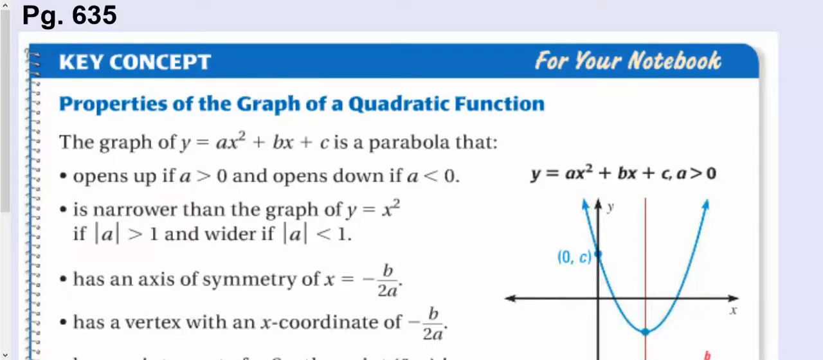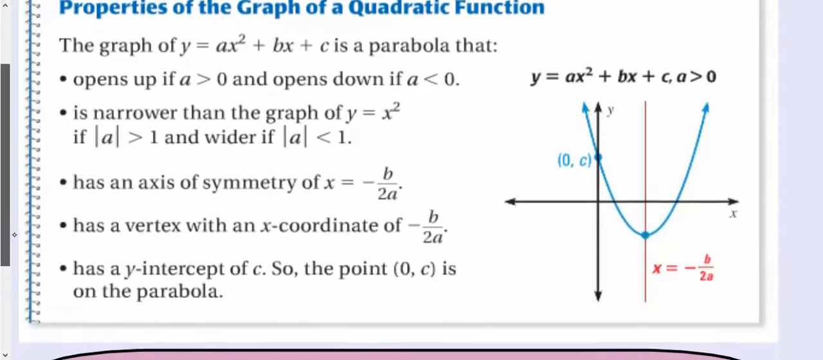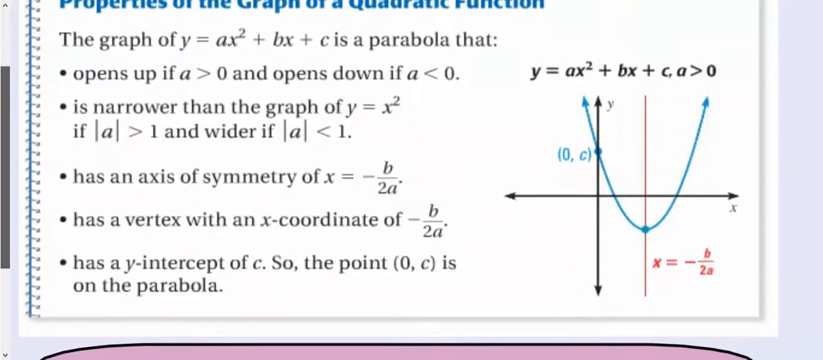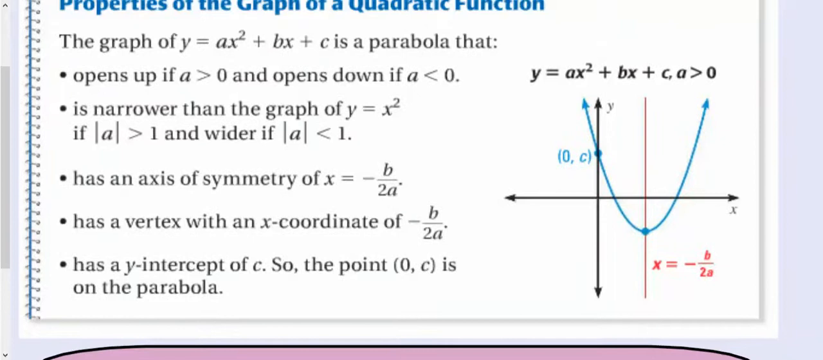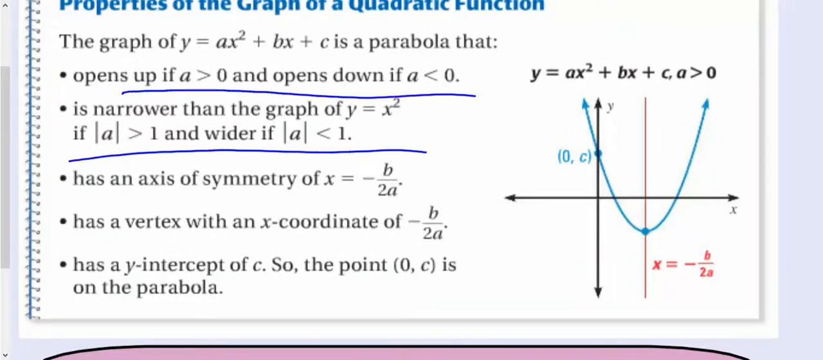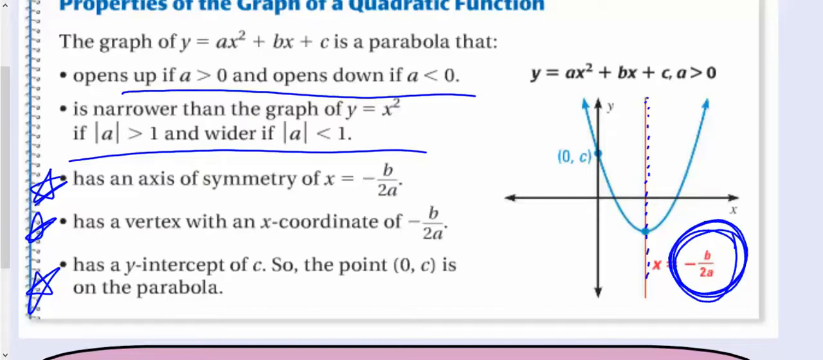Okay, so a couple things here are noteworthy. We've already talked about how it opens up or down. We've talked about stretches and shrinks. Today, this is the new stuff right here. I'm going to go over all this with you guys. Axis of symmetry. This line, this axis of symmetry right here. Yesterday, it was the y-axis. Today, it's not going to be the y-axis. We're going to use this formula, x equals negative b over 2a. That's going to allow us to find the axis of symmetry.